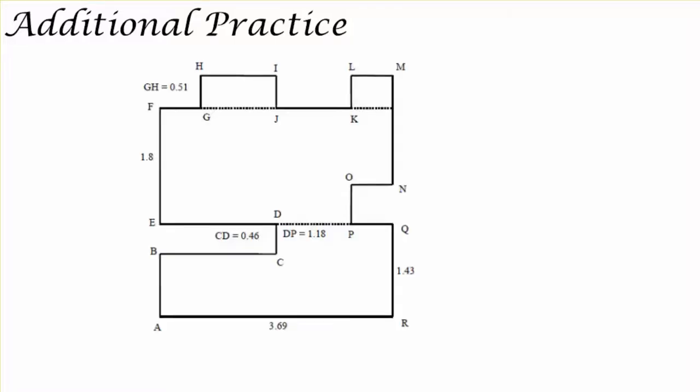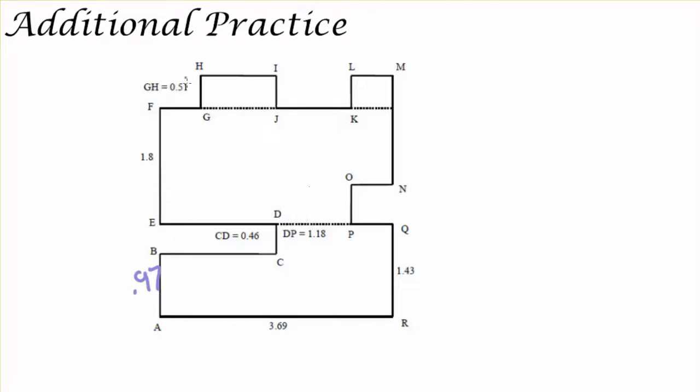So let's take a look at another practice problem that has me looking at another floor plan from what it looks like. So I'll go through this problem and first determine what I might be missing. So I am missing BA, and I do know that CD is 0.46, so if I subtract that from QR, I'll get that BA is 0.97.